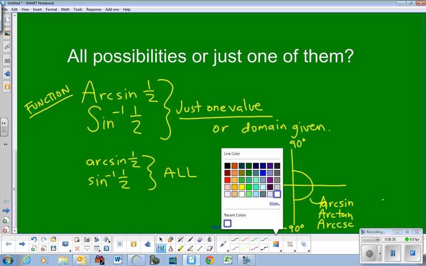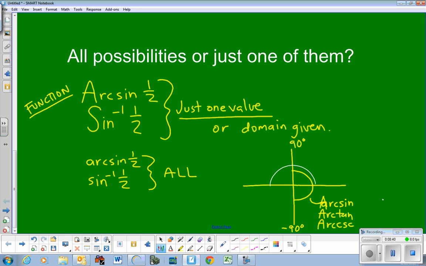If I ask you, the answers are going to be up here between 0 and 180 degrees. All right, this would be arc cosine, arc cotangent, and arc secant. So let's talk about why that's the case.